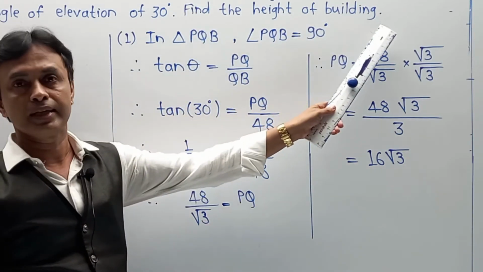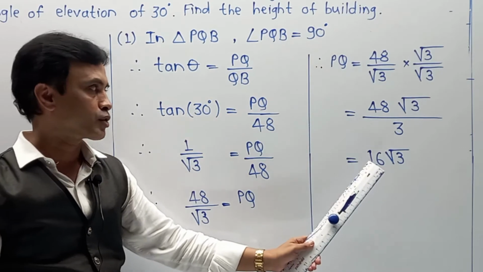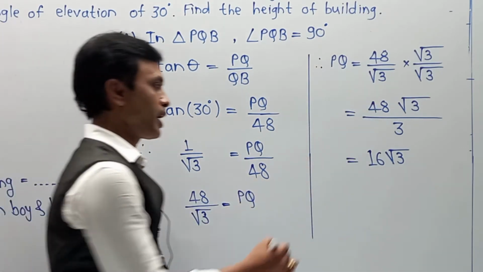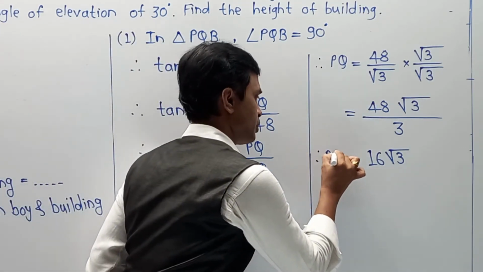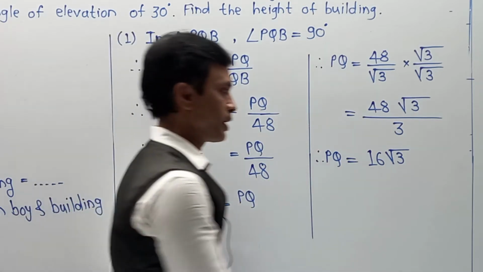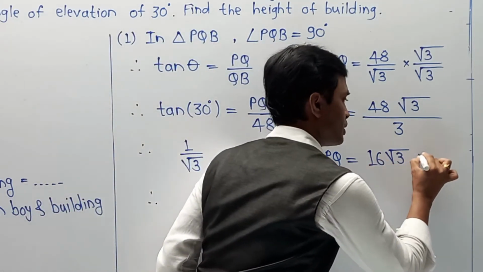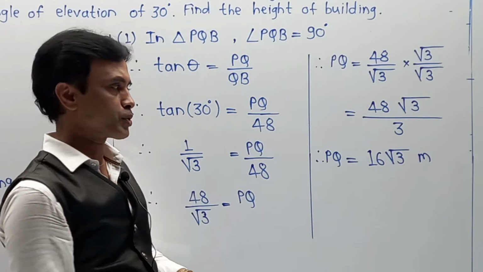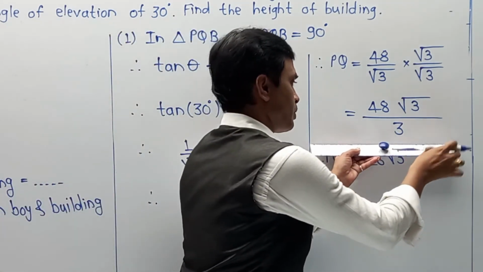In this numerical, they don't provide any value of root 3. So you can write PQ, that is nothing but the height of the building, and that is nothing but 16 root 3 meter. This is the first way by which you can complete your first answer.